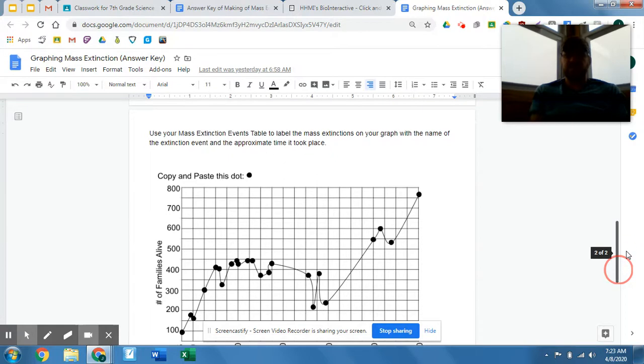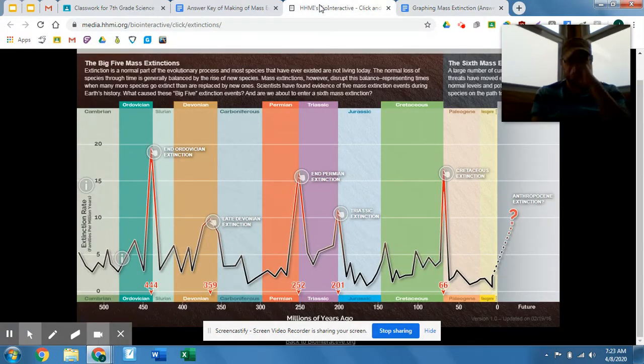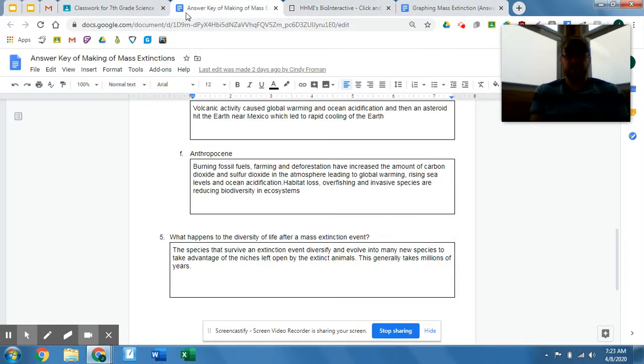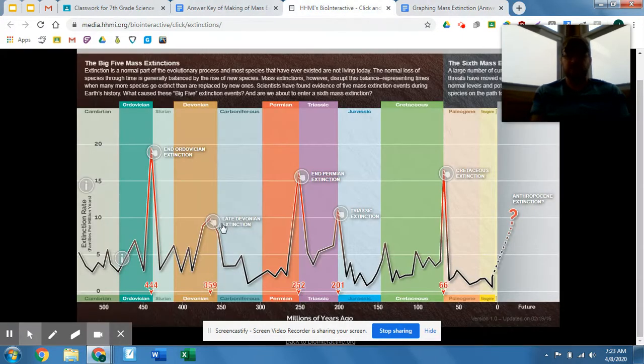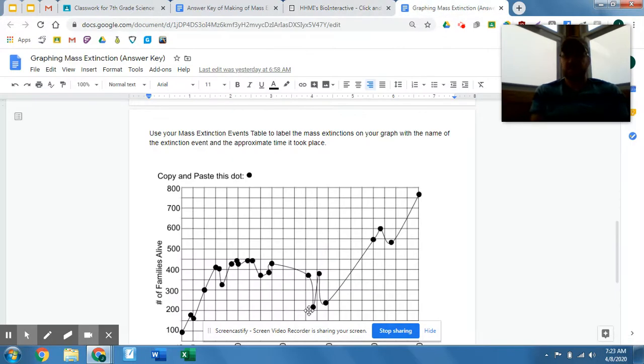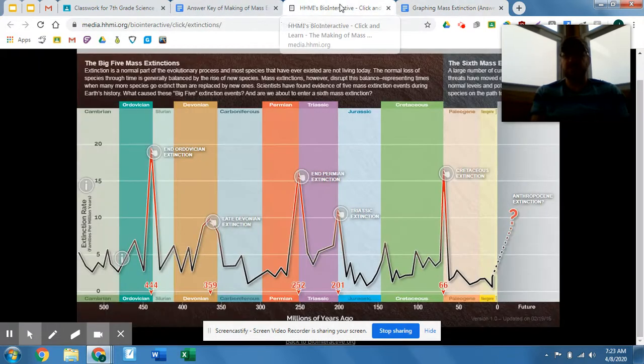Okay, I guess I didn't label the mass extinction event. So if we did that quick here, I can do that in a little bit. We have the end Ordovician, which is the first one. Then we have this mass extinction here, which should be the late Devonian. Then we have the end Permian and the Triassic, which are the ones that are fairly close together. So those two right there. Then we have the Cretaceous, the one that caused the KT boundary.